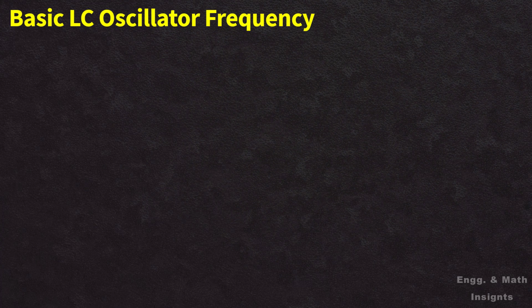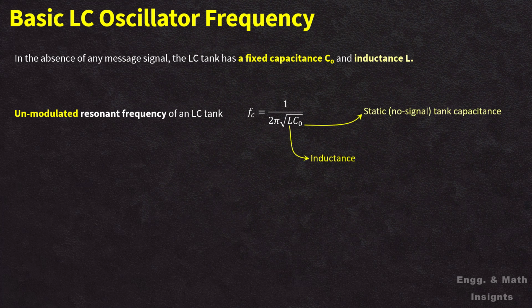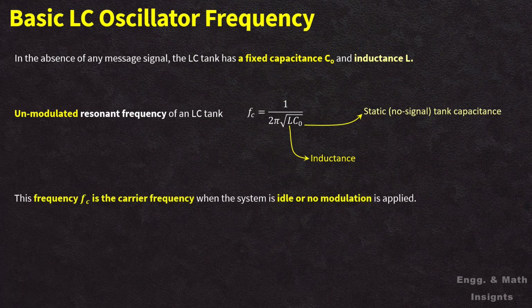So let's begin. At first, you will understand what the basic LC oscillator frequency is. In the absence of any message signal or modulating signal, the LC tank has a fixed capacitance C0 and the inductance L. So the unmodulated resonance frequency of an LC tank is fc = 1/(2π√(L C0)), where L is the inductance and C0 is the static tank capacitance when no signal is applied. This frequency fc is the carrier frequency when the system is idle or no modulation is applied.